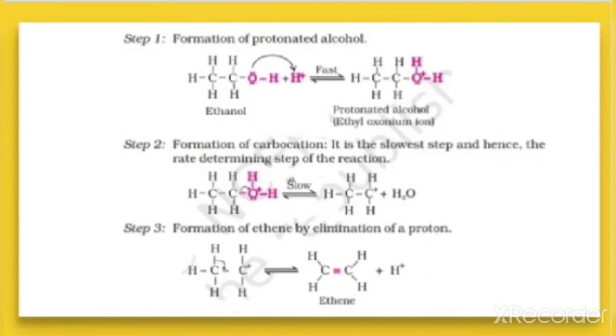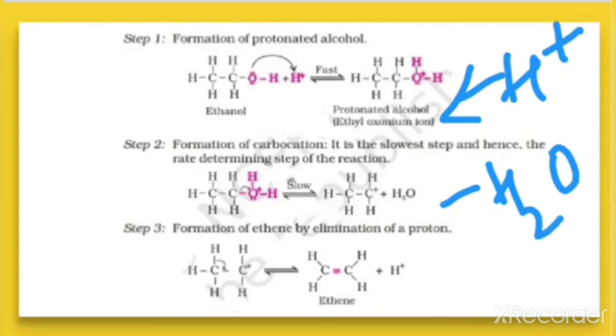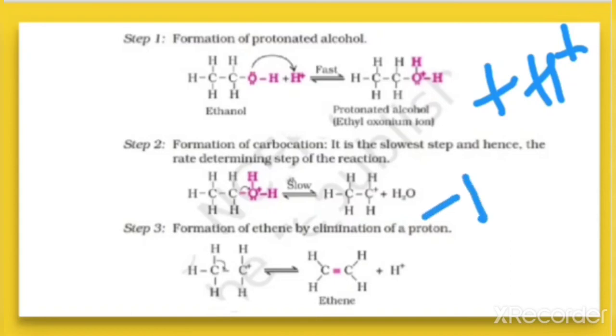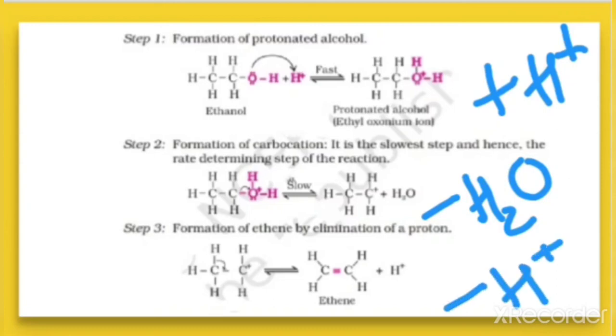So what are the three steps which we have discussed here? That is first protonation, that means addition of a proton, then removal of water, then removal of H plus. So how can we easily learn this mechanism? First, to an alcohol you have to add a proton, that results in the formation of protonated alcohol. In the second step you have to remove water, that gives rise to a carbocation, and in the third step again you have to remove one proton, that results in the formation of an alkene.